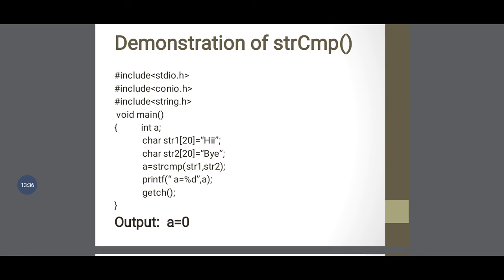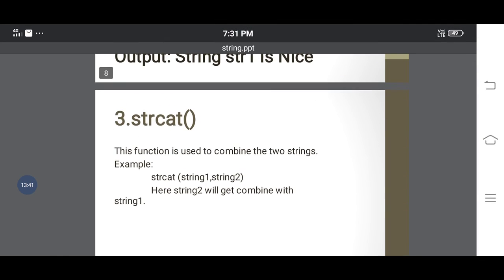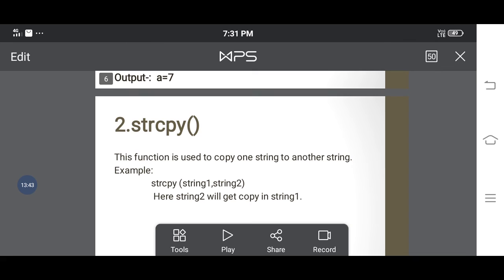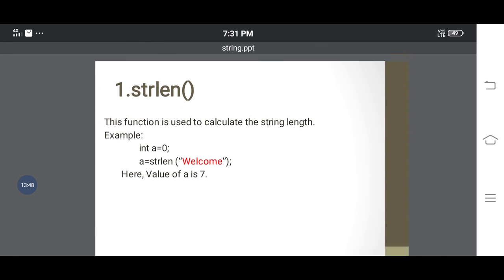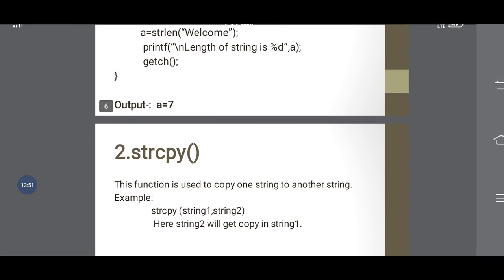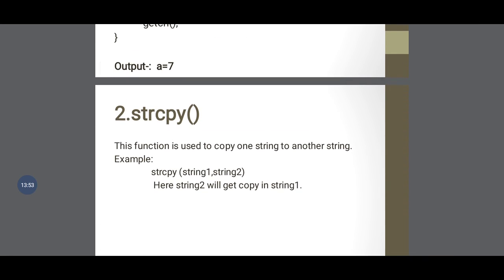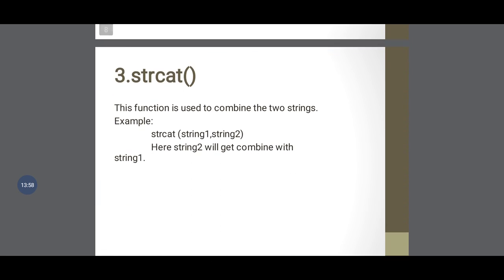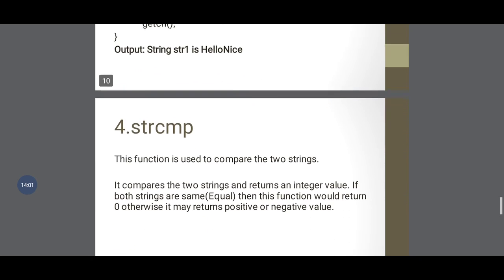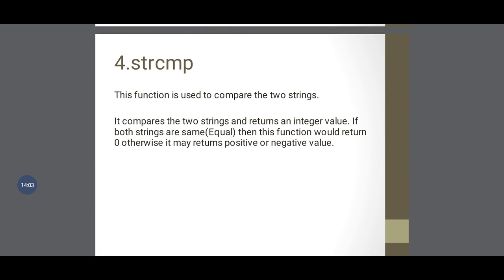With string length, we calculate the length of the string. With the second, string copy, we copy one string to another string. With the third, string concatenate, we combine two strings, and with the fourth, string comparison, we compare the two strings and give the result. So these are the string functions used in C.